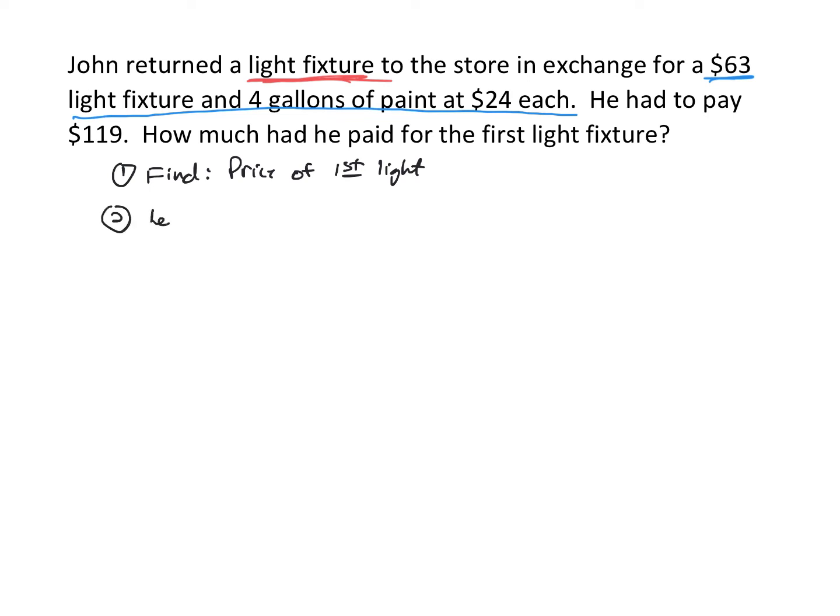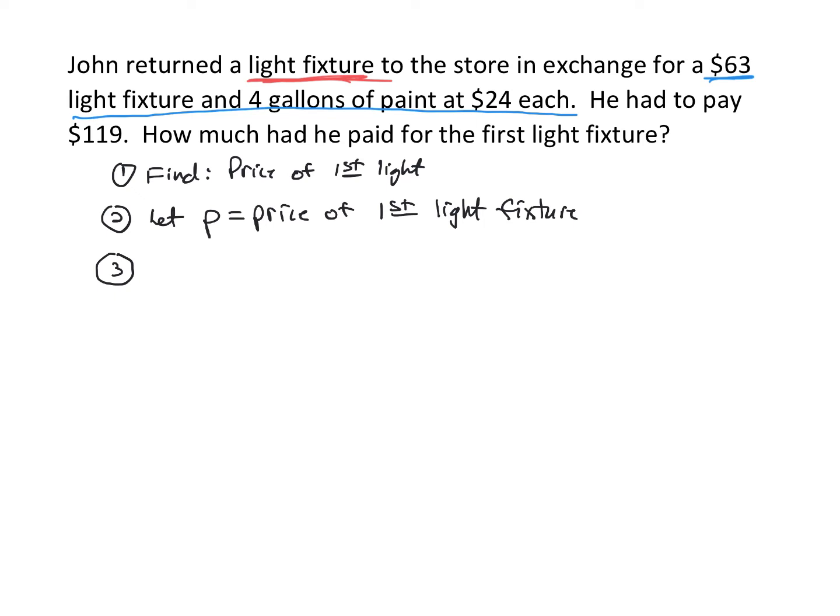Okay, so let's use P. Let P equal the price of the first light. And actually it's a light fixture. So there's my P. So what does that mean? Let's take a look at, we're trying to get two quantities equal. We need an equation. So let's think about what happened.